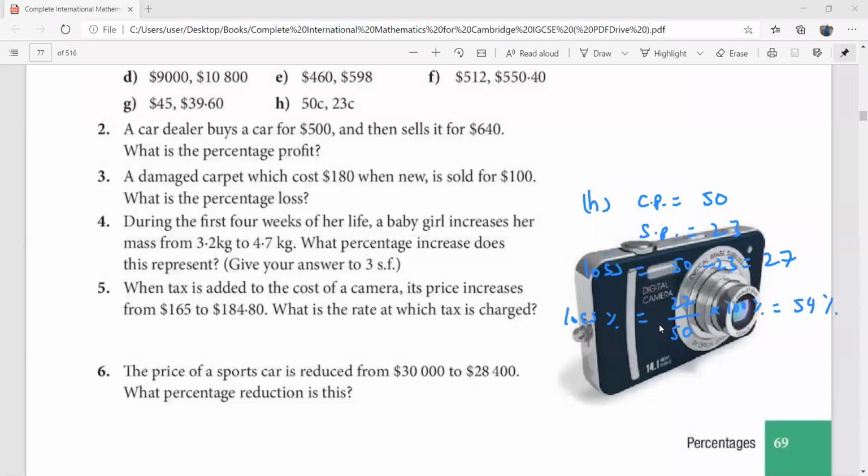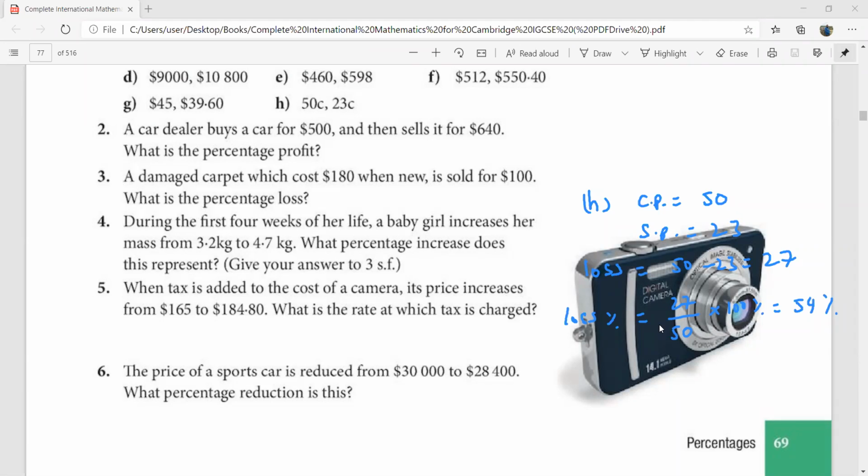So now when we go into the next segment, I just want to make sure you guys really know that if you look at all these questions, it says a car dealer buys a car for $500 and then sells it for $640. So what is the percentage profit? You will find the profit, divide it by the cost price, and times 100% will give you the profit percentage.